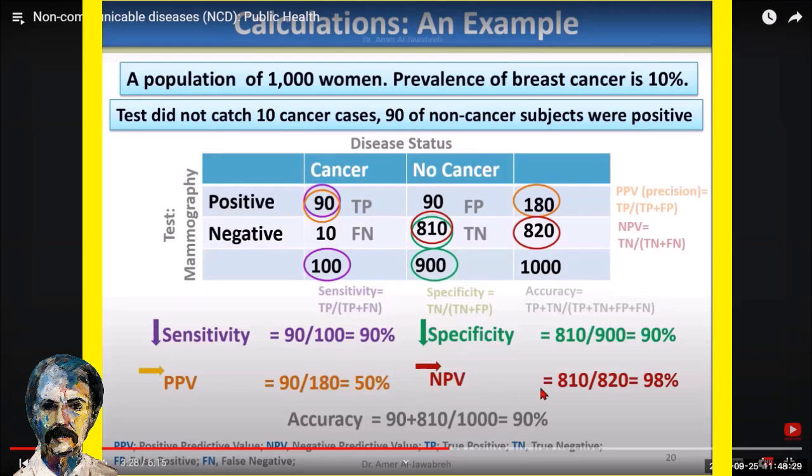Sometimes in the exam, we try to trick the student. How? This is cancer and this is non-cancer, diseased and non-diseased, and this is positive and negative. So you can just put positive here and negative here, and cancer here and non-cancer here. So we can see who of the students understood what we were talking about and who just memorized.